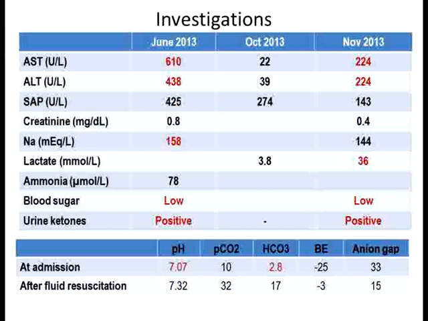We had low blood sugar, and urine ketones were positive. After we rehydrated, the ketones were normal, as when the child was asymptomatic. And this is an ABG during the fourth admission. We can see severe metabolic acidosis with high anion gap, and this was after resuscitation and bicarbonate correction.